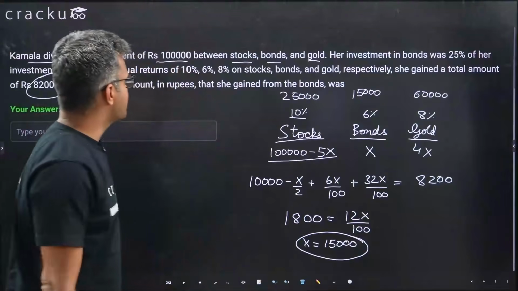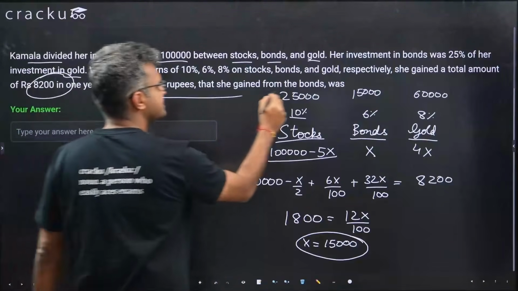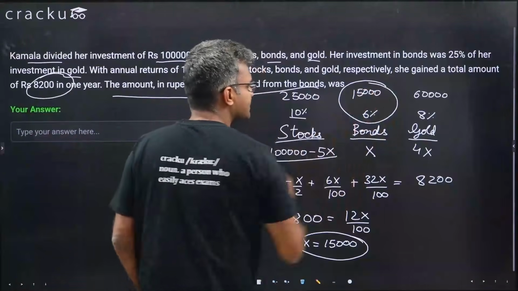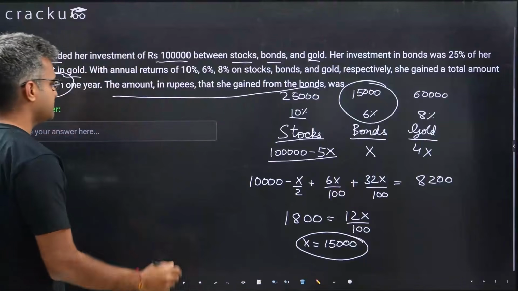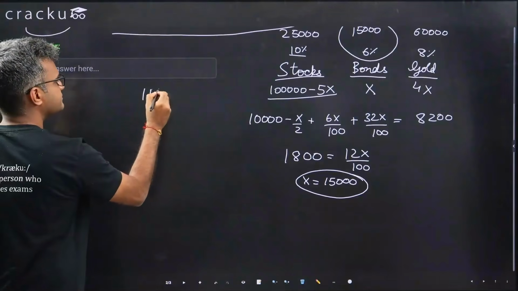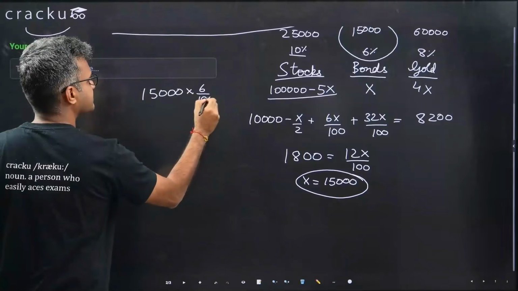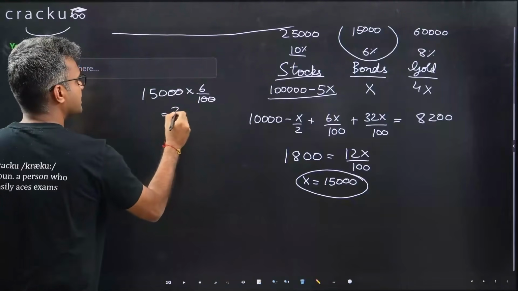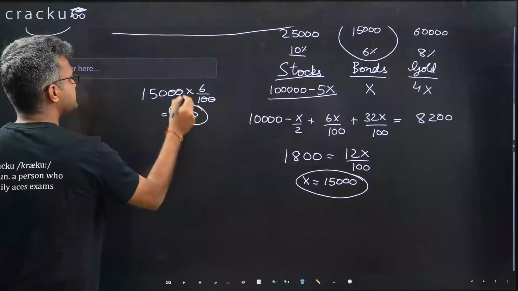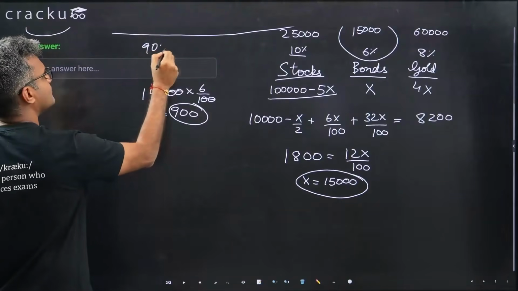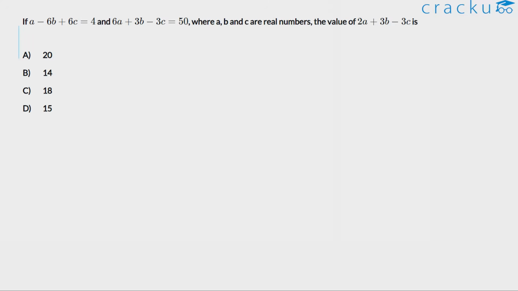What are we asked to calculate? We are asked to calculate the amount that she gained from bonds. That is, what is 6% of 15,000? That will be 15,000 into 6 by 100. This is equal to 900. So the interest that she gains from bonds is 900 rupees.